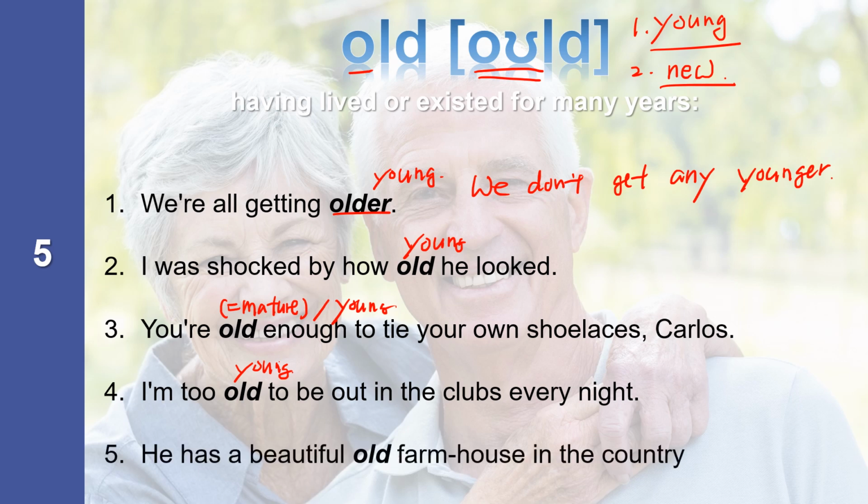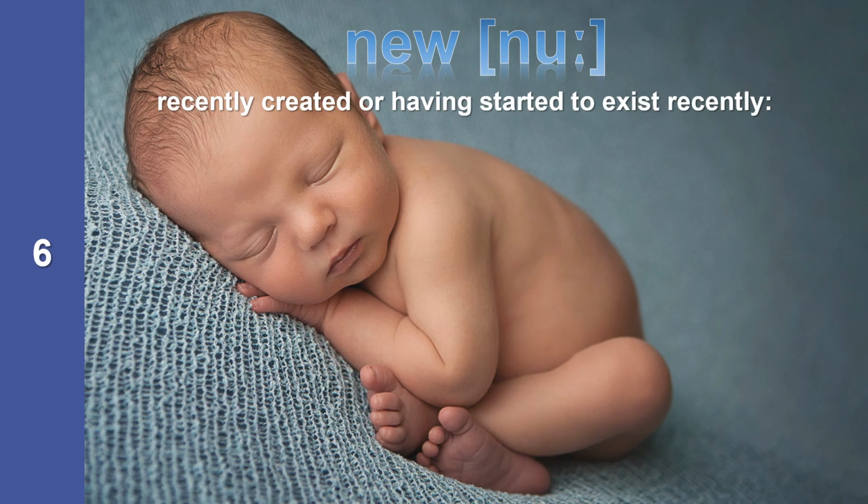And number 5, he has a beautiful old farmhouse in the country. So this one can be the opposite of new. He has a beautiful old farmhouse in the country. Old. And number 6, new. New means recently created or having started to exist recently. New.